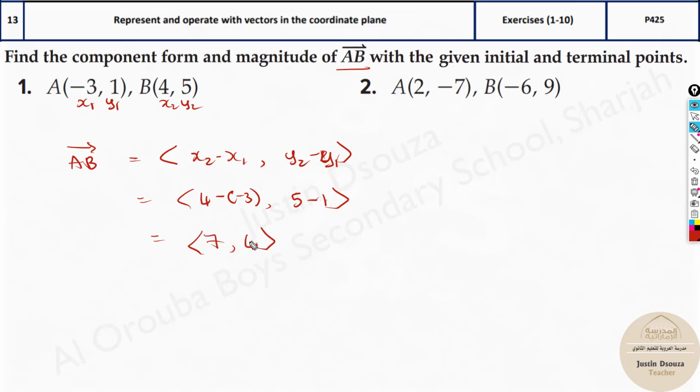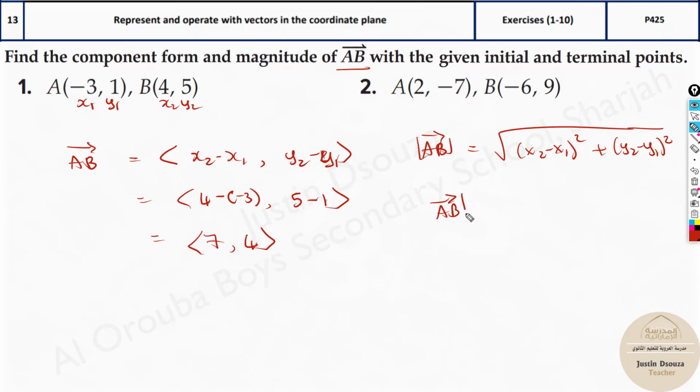Now what about the magnitude? The magnitude of AB is given by this formula over here. It will be the square root of x2 minus x1 the whole square plus y2 minus y1 the whole square. Here having x1 and x2 right is very important. You can't interchange them. It's going to be a different answer altogether. Now if you look at this, x2 minus x1 is just what we found out, right? That's the component form. Magnitude basically, okay, I forgot this root sign over here.